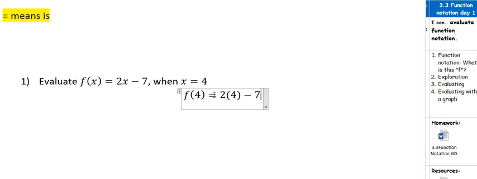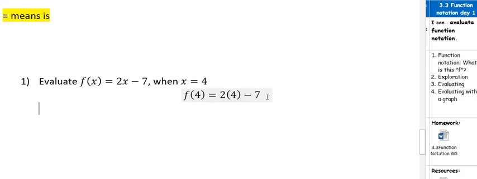Now I'm going to evaluate. So I'm going to figure out what is on the right side. Left side does not change. We leave it as f of 4. So it's just like we're evaluating this side. Well, what is it? 2 times 4 is 8, minus 7 is 1.